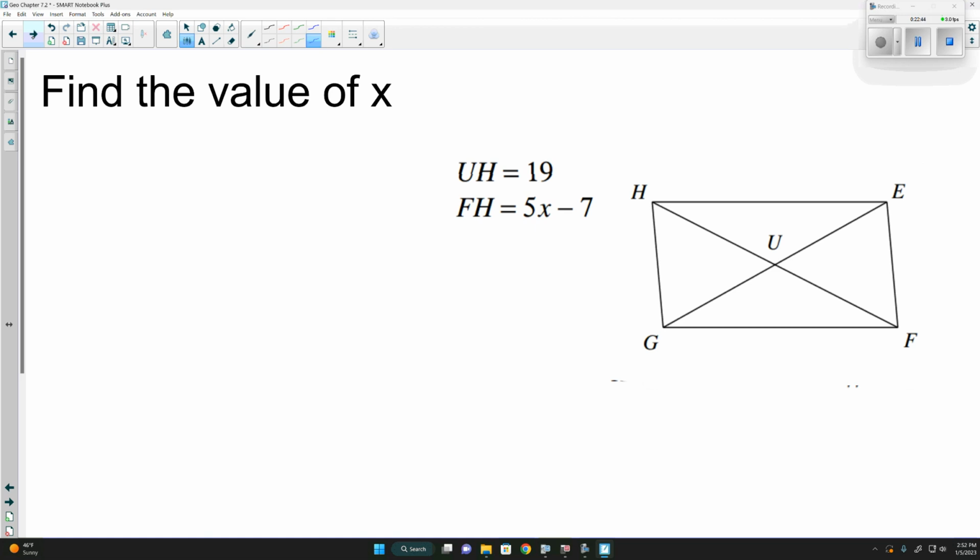Yeah. So, looking at this here, we want to find the value of x. Now, they tell us that UH is 19 and FH is 5x minus 7. UH is half. So the other is also 19, yes? Which means the whole length is how long? 38. Yes.